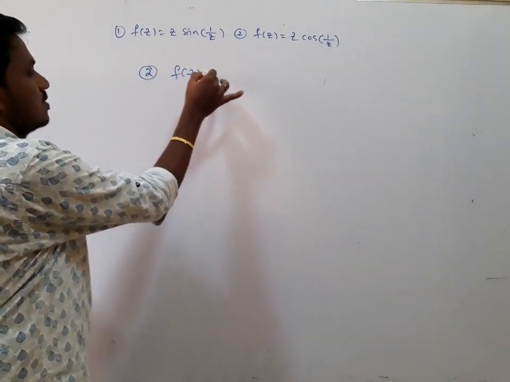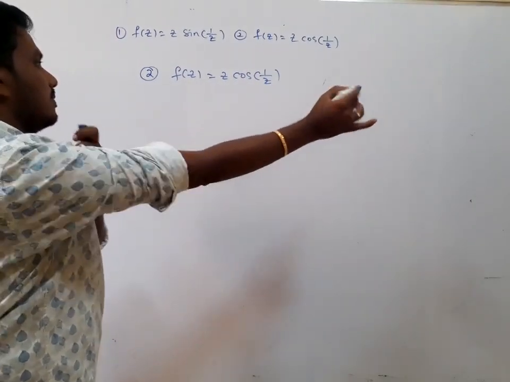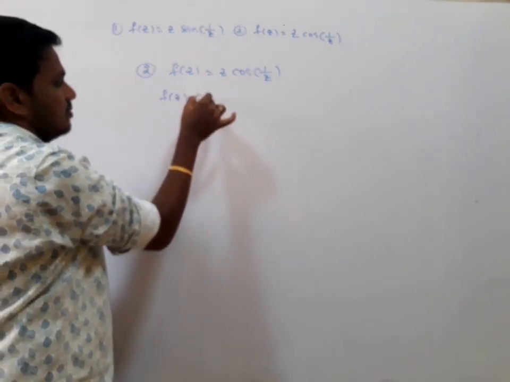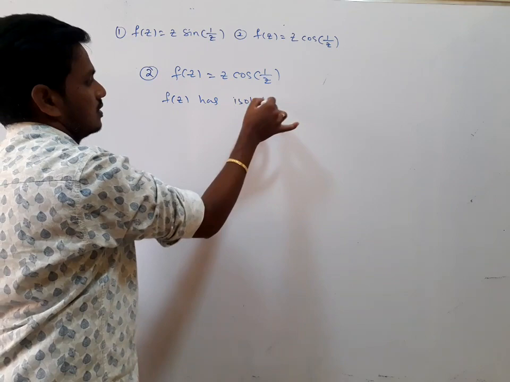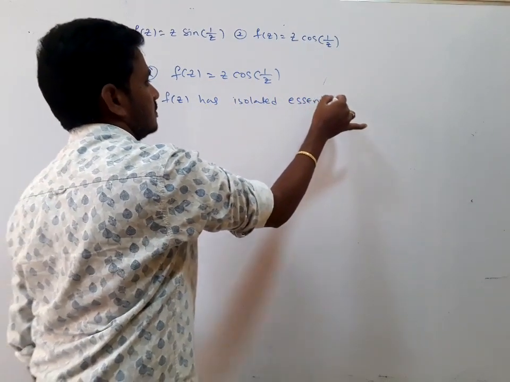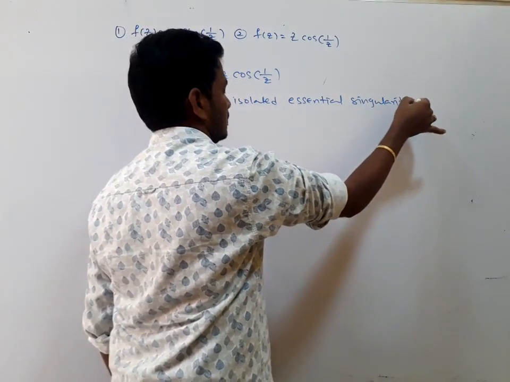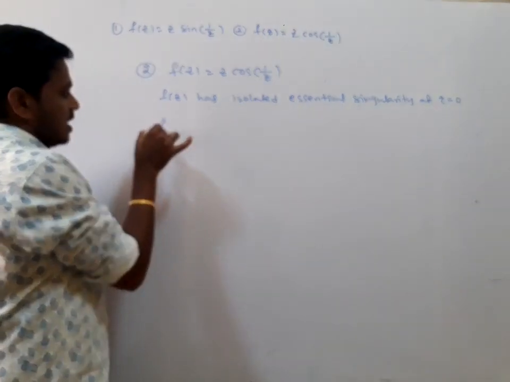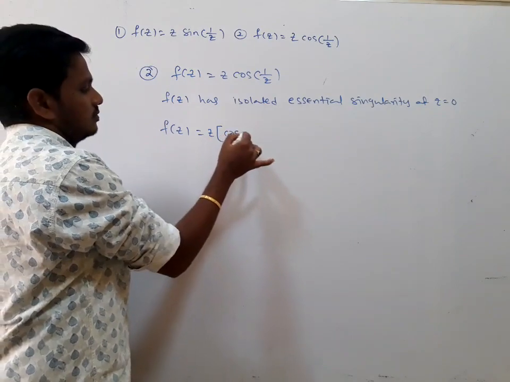f(z) = z cos(1/z). Clearly, this means f(z) has an isolated essential singularity at z = 0. So what is the Laurent series expansion for f(z)? z into cos(1/z).